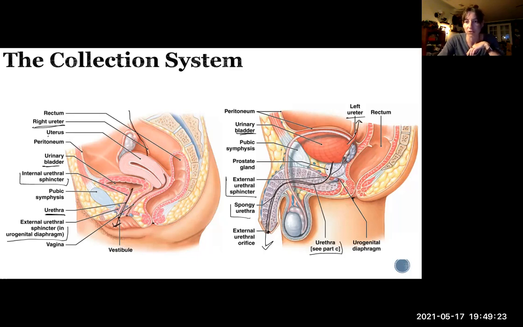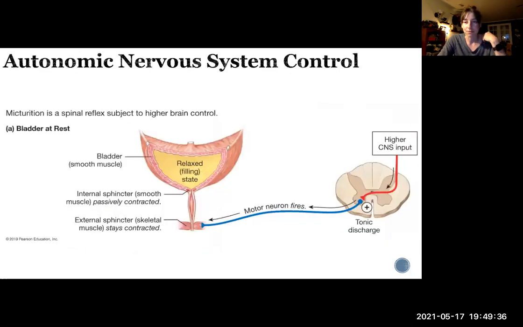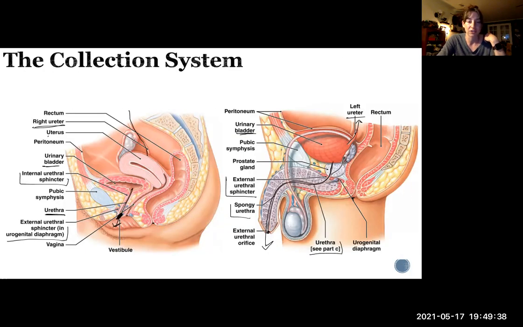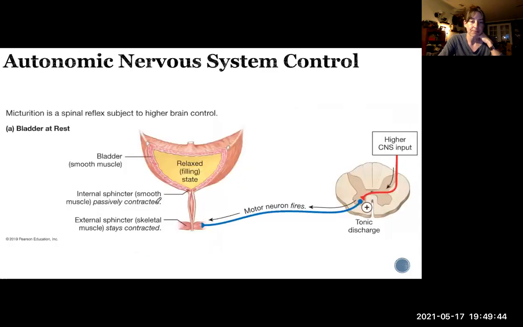Probably because you're young and healthy and have never been catheterized. But if you have been catheterized, or if you are a little bit older, you may experience incontinence because that external sphincter, or the internal, or a combination of both possibly, aren't working as well.